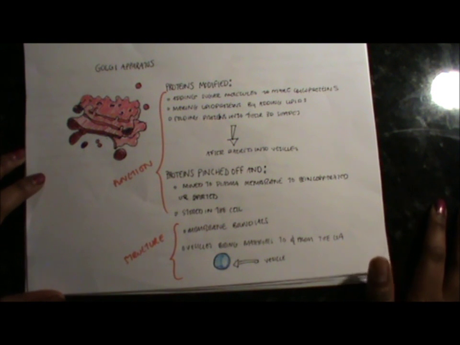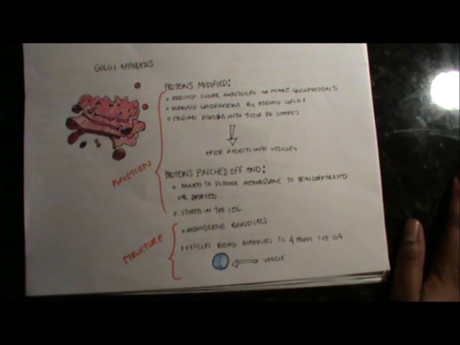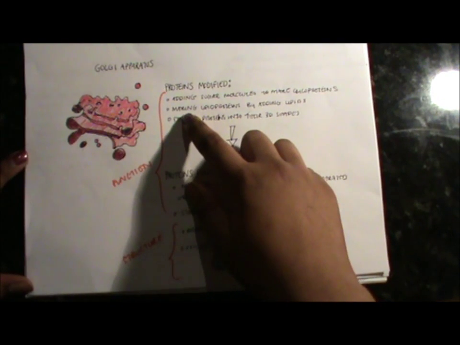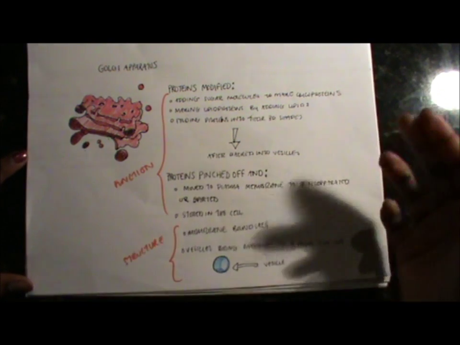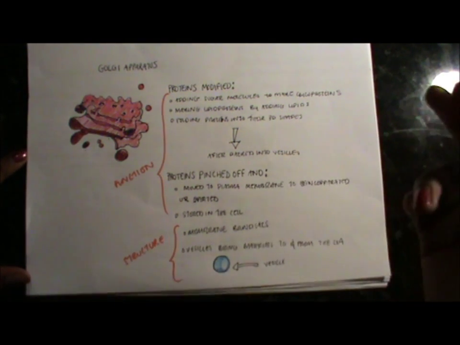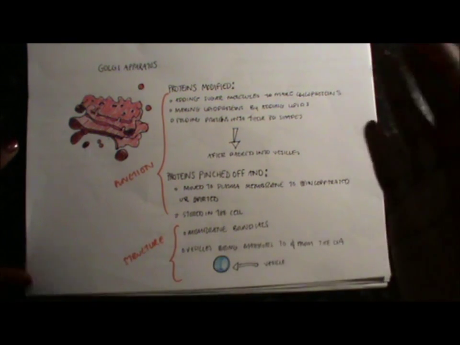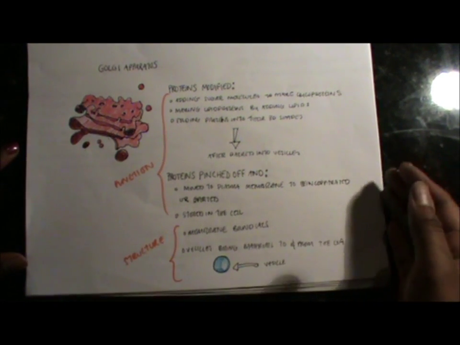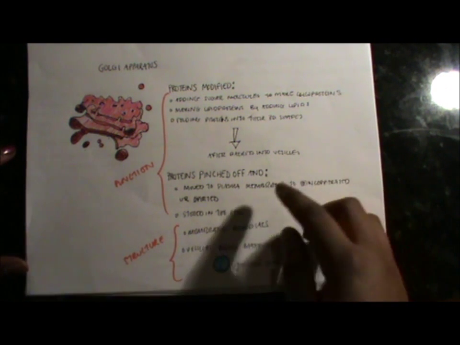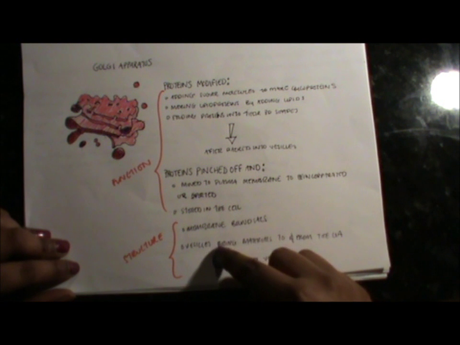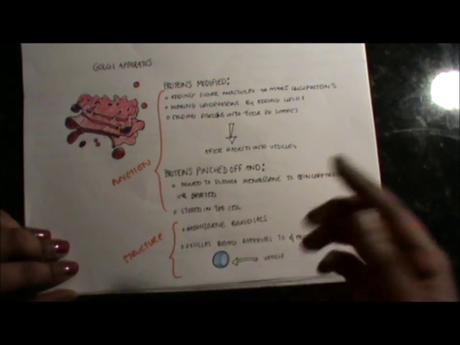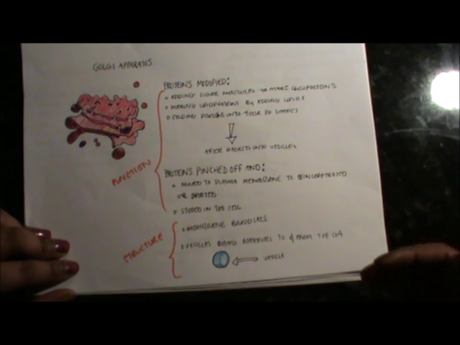The Golgi apparatus, once it has received proteins, modifies them. It can do this by adding sugar molecules to make glycoproteins, folding proteins into their 3D shapes, and making lipoproteins by adding lipids. After this, they are packed into vesicles and pinched off, and are either moved to the plasma membrane and incorporated into it or exported, or stored in the cell. Vesicles bring materials to and from it, and it is membrane bound, which is its structure.